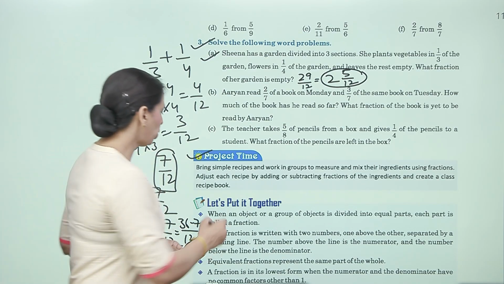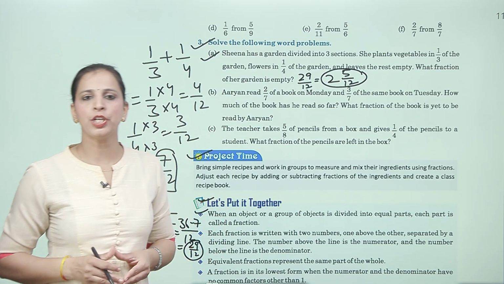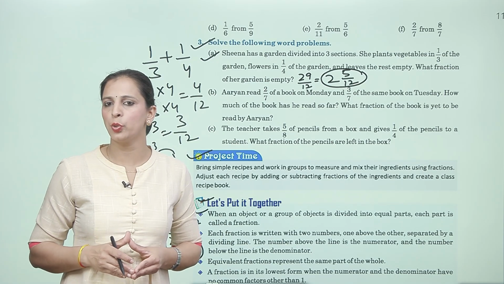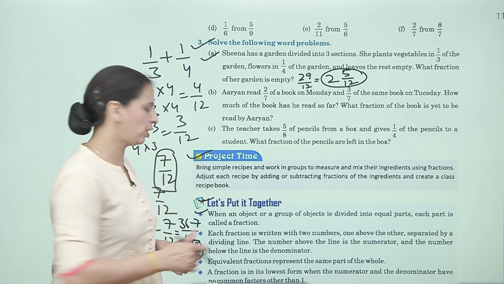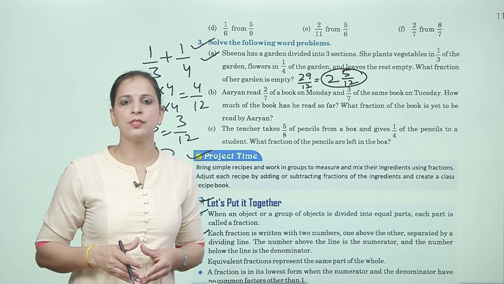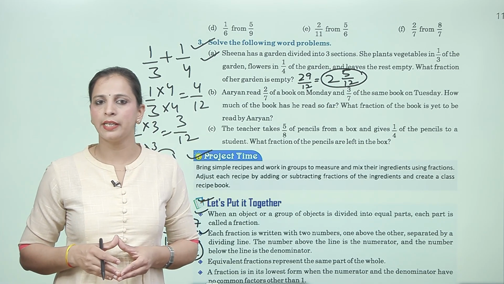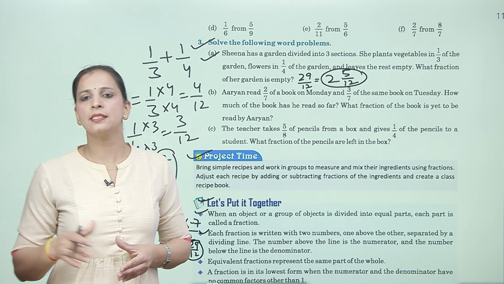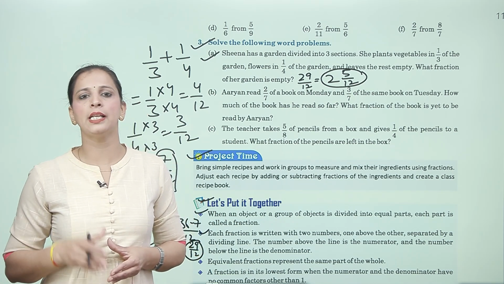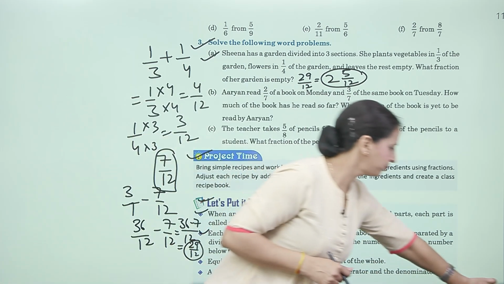Now let's put it together. First, when an object or a group of objects is divided into equal parts, each part is called a fraction. Next, each fraction is written with two numbers, one above the other, separated by the dividing line. The number above the line is the numerator and the number below the line is the denominator.